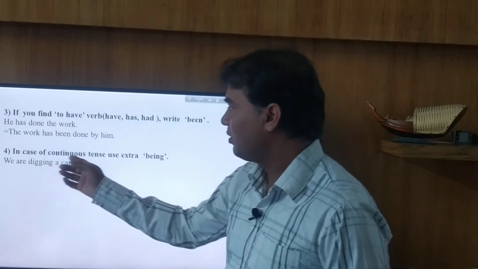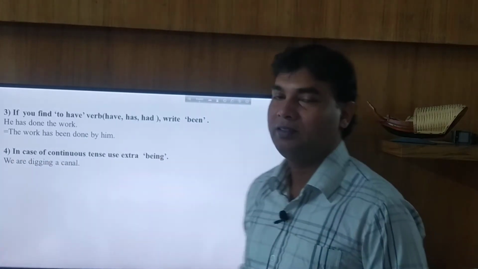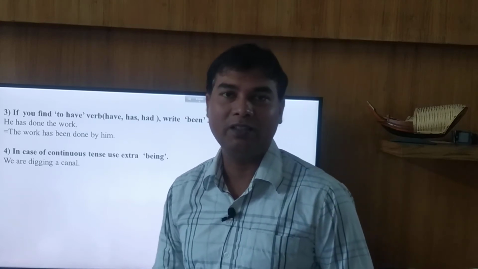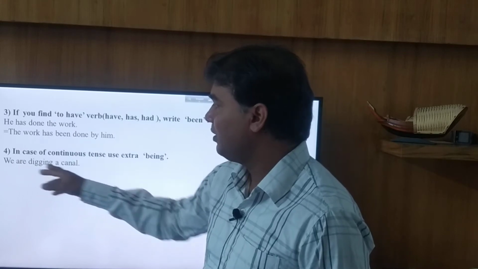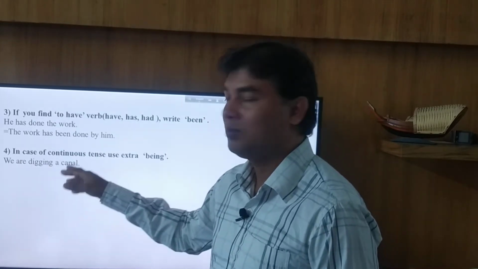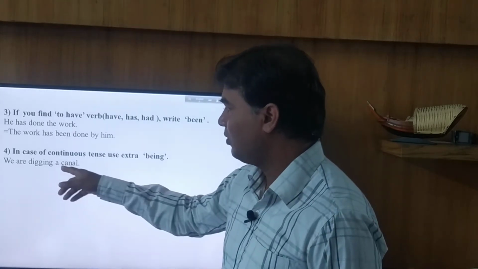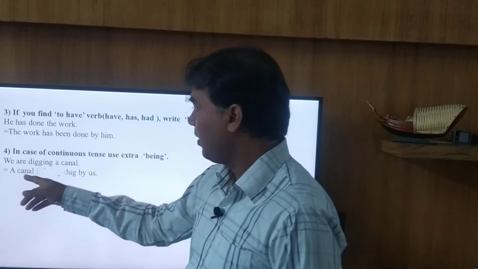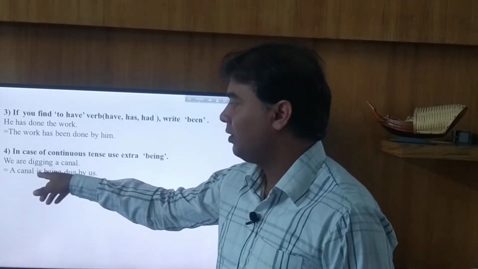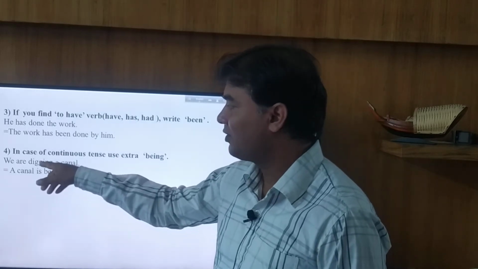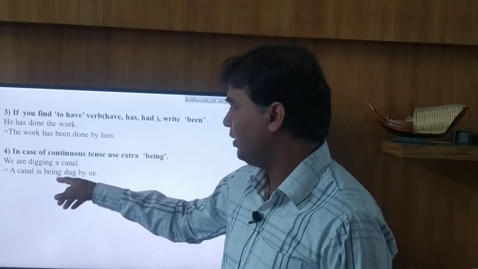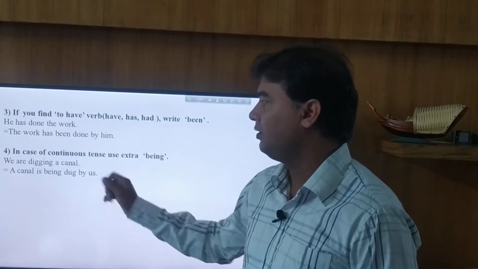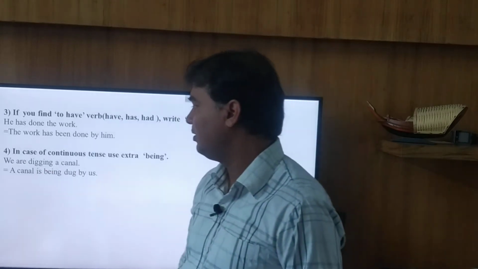Now, in case of continuous tense, use extra being. If the sentence is in continuous form, then you need to write extra being, B-E-I-N-G. Here you see, we are digging a canal. Okay, this is present continuous tense. So first of all, you need to write the object, a canal, then auxiliary verb is, then you need to write extra being because of continuous tense, being, then past participle of main verb dug, then preposition by, then us. So the answer is a canal is being dug by us.